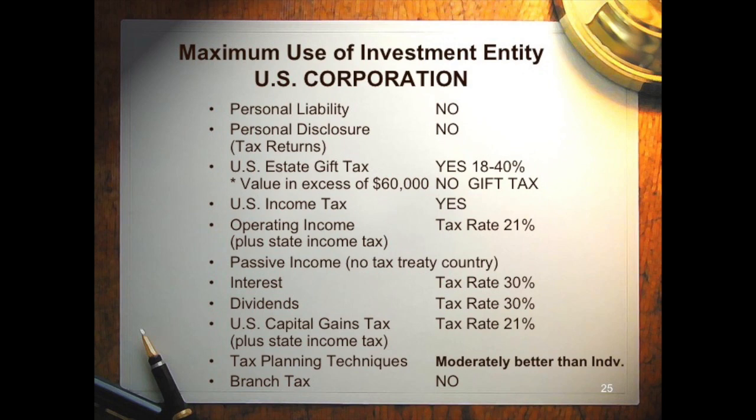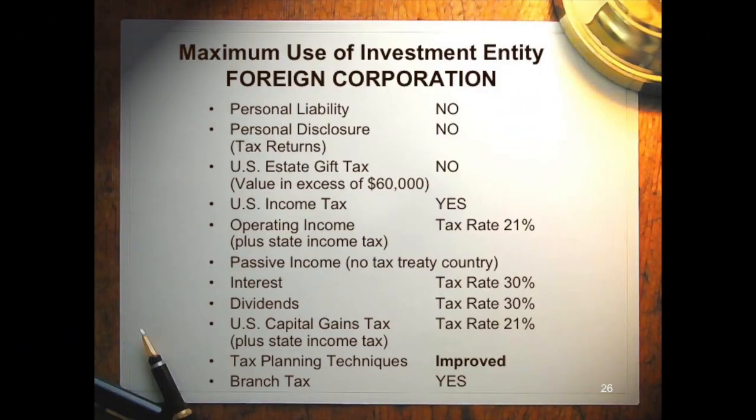And the tax planning techniques of a U.S. corporation are better, as one can see, because there is no gift tax on the transfer of shares, no branch tax, 21% tax on capital gains and operating income under the new Trump tax bill.